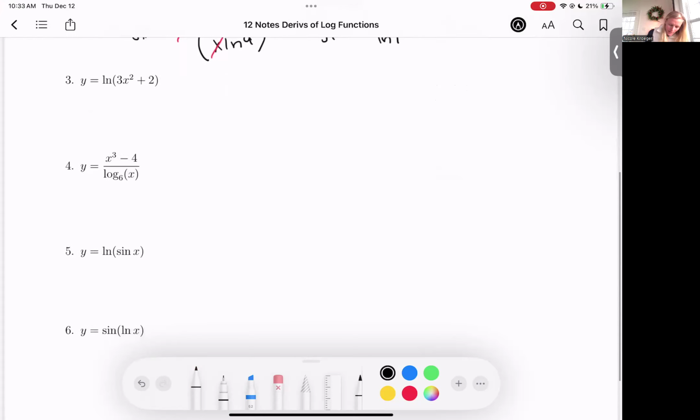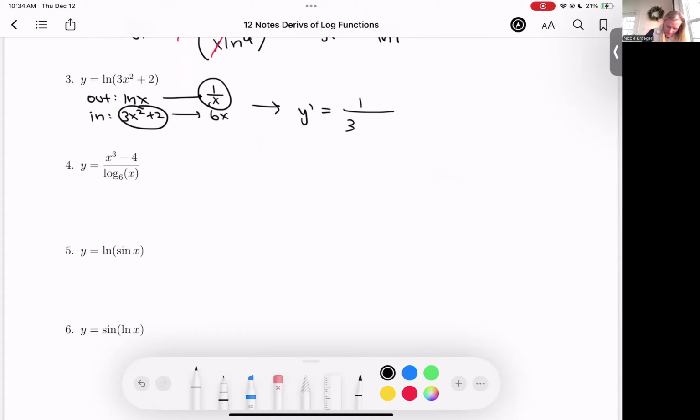Okay. Ooh, this next one looks like I have a function inside of my natural log. So this is going to be a chain rule. So my outside function in this case is ln of x. My inside function is 3x squared plus 2. The derivative of the inside is 6x. The derivative of ln is 1 over x. And so when I put this all back together, I'm going to get y prime. I'm going to plug my inside function into the derivative of my outside, 3x squared plus 2, and I'm going to multiply all of that by 6x.